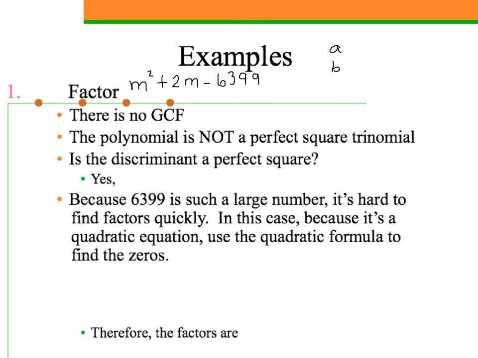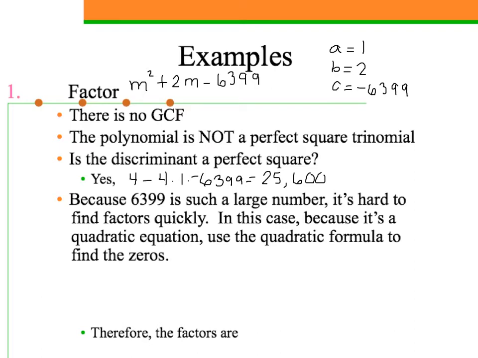So we need to know the values of a, b, and c. Well, a in this case is 1, the number in front of the m squared. B is 2, the number in front of the m. And c is negative 6,399. So when you find the value of b squared minus 4ac, we'll have 2 squared, or 4, minus 4 times a times c. And we find that the discriminant comes out equal to 25,600. If you take the square root of that on your calculator, you see that it is a perfect square. Its square root is 160.